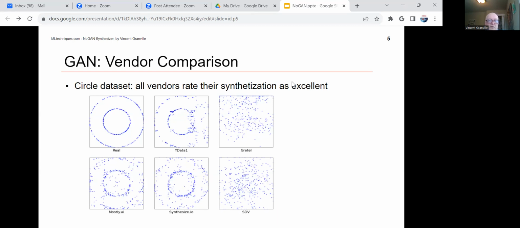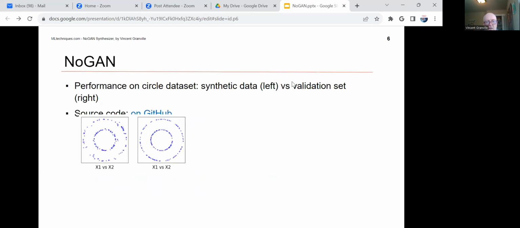So that was the idea, to create a more powerful evaluation metric. I won't have the time to go into the details. There's a public library for that, and I will briefly mention it in an upcoming slide. By contrast, this is what my NoGAN technique did on the circle data set.